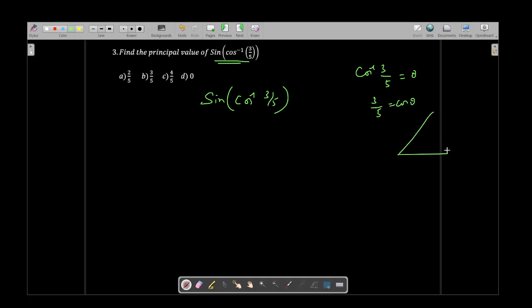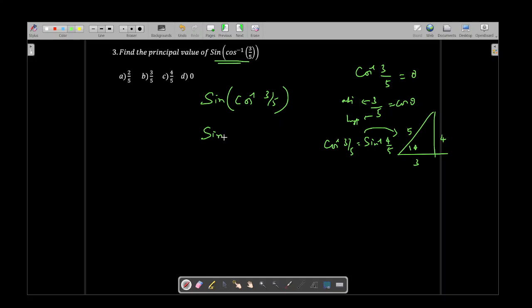So we can write a triangle out of it. Cos is adjacent side over hypotenuse. So adjacent side is 3 and hypotenuse is 5. We can find the opposite side. The opposite side is 4. You can use Pythagoras theorem to find this. So cos inverse of 3 by 5 is also equal to sine inverse of 4 by 5, because if you apply the same thing into this triangle, cos inverse 3 by 5 can be replaced with sine inverse of 4 by 5.